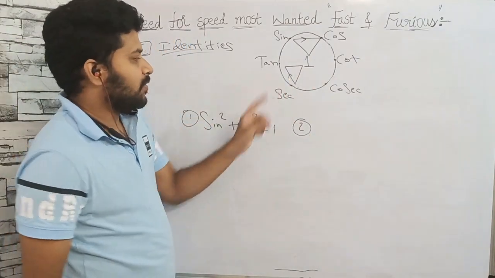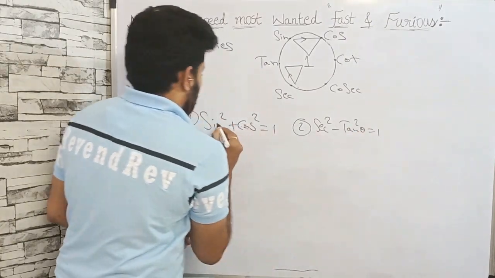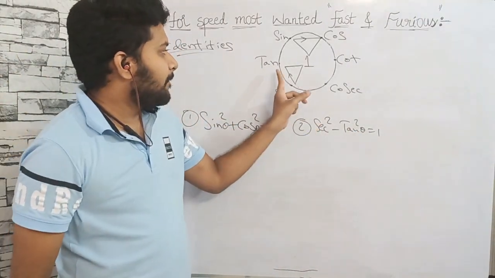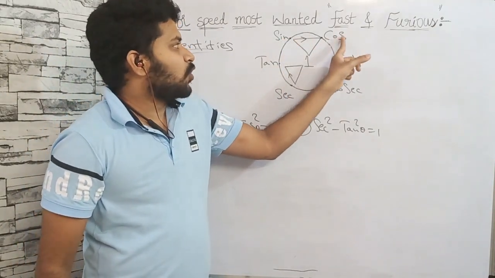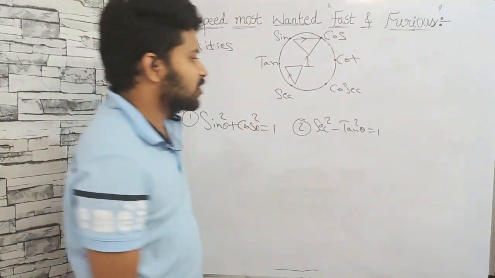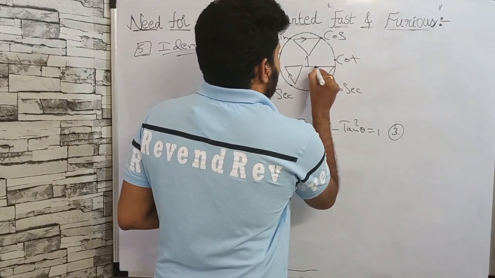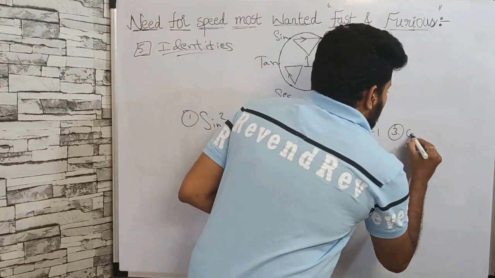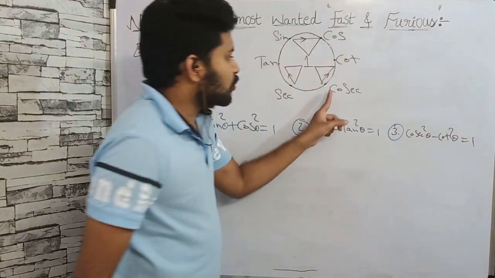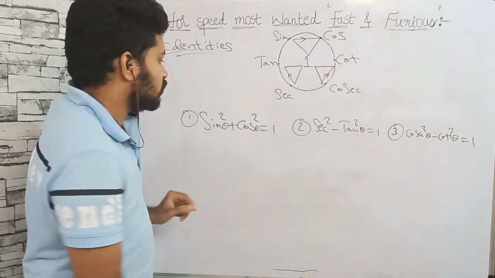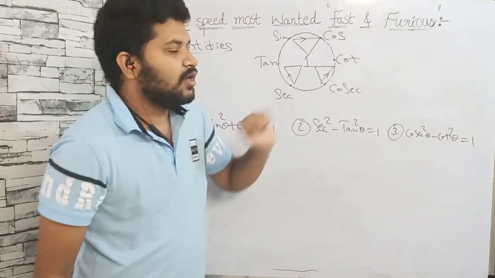Then I am coming from down to up: secant square theta minus tan square theta. From down to up I am going, so I am keeping minus. Here I am coming from sine to cos on the right side, so only for this one plus. And coming to the third one: cosecant square theta minus cot square theta is equal to 1. So these three formulas you should remember: sine, cos, secant, tan, cosecant, cot.